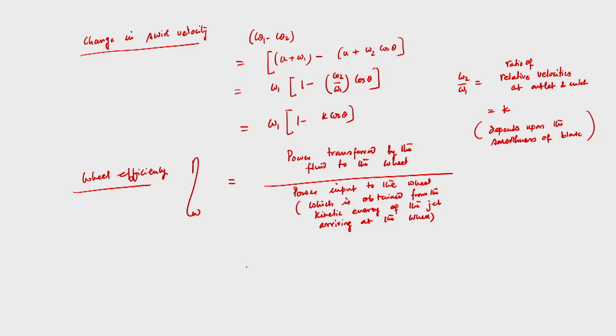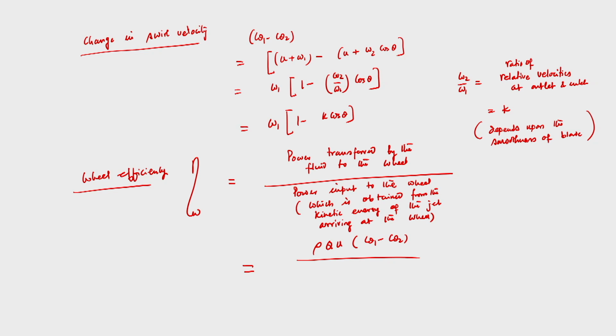So now, what is the power transferred by the fluid to the wheel? That is the rate of change of momentum. That is what you can write: rho into Q into u into (c theta 1 minus c theta 2). That is the change of momentum, because the fluid is taking a direction; there is a change in direction of the fluid, so there will be a rate of change of momentum.